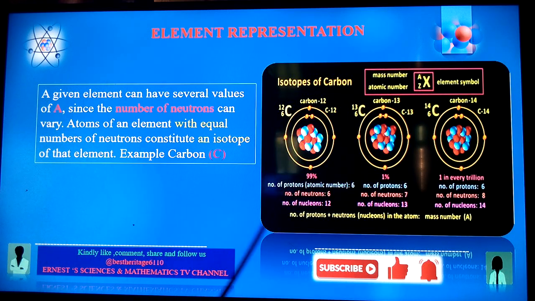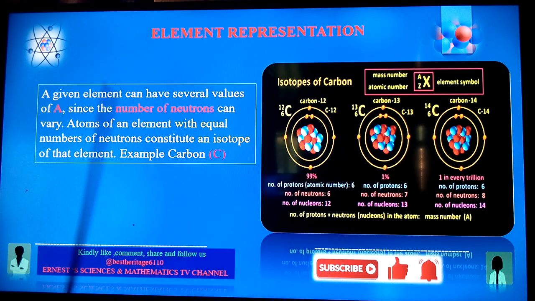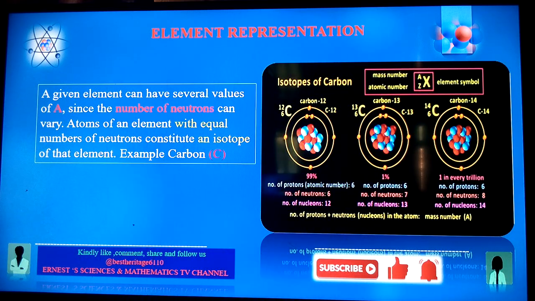So if the atomic numbers are the same and the atomic weight varies, these element symbols which are similar are referred to as isotopes. For instance, we can say that carbon-12, carbon-13, and carbon-14 are isotopes of carbon, and they display various properties and characteristics, as we're going to see later.